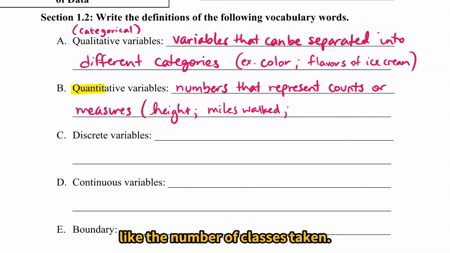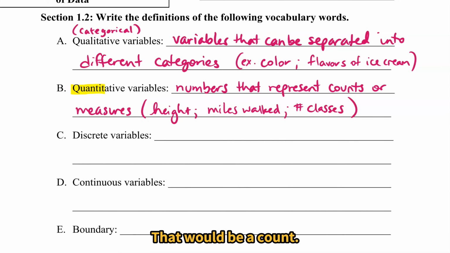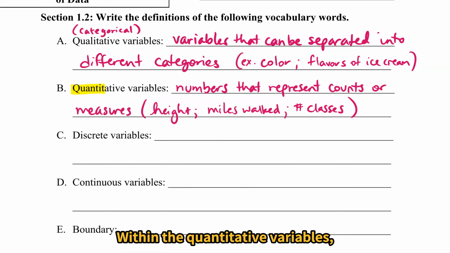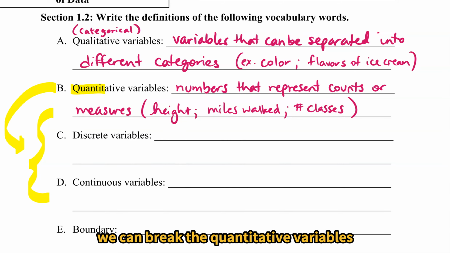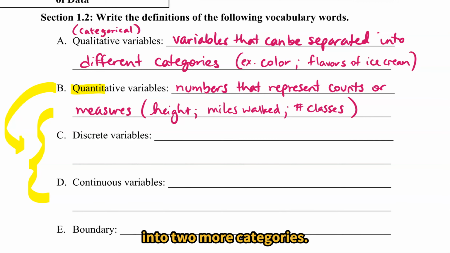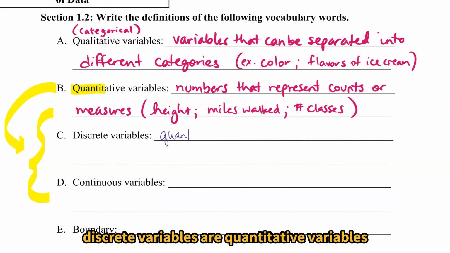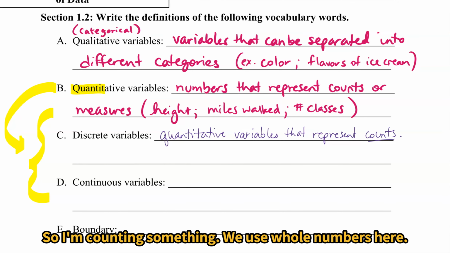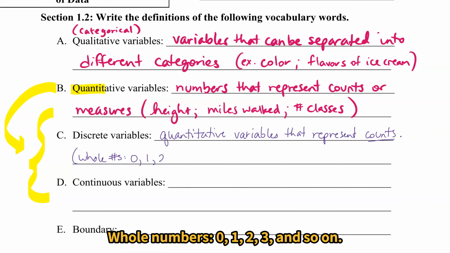We could consider something like the number of classes. That would be a count. These are all examples of quantitative variables. Within the quantitative variables, we can break the quantitative variables into two more categories. We can talk about discrete variables. Discrete variables are quantitative variables that represent counts. So I'm counting something. We use whole numbers here. Whole numbers 0, 1, 2, 3, and so on.